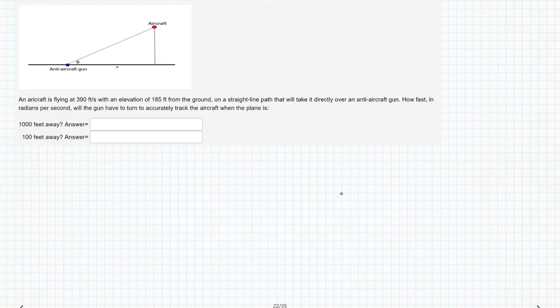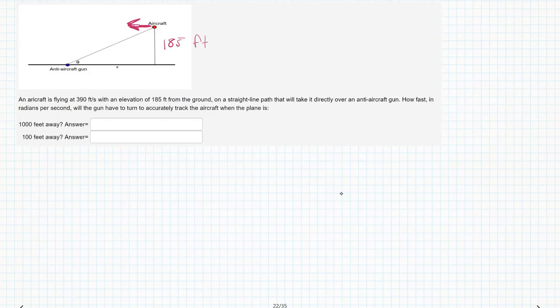So we have an aircraft flying at 390 feet per second with an elevation of 185 feet from the ground on a straight line path. Okay, so that's pretty useful to us. That'll take it directly over the aircraft gun. So you have an aircraft, it must be going in this direction from the drawing here. This is 185 feet, it's not changing.